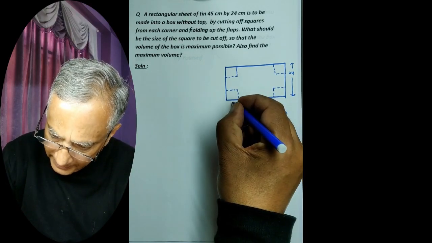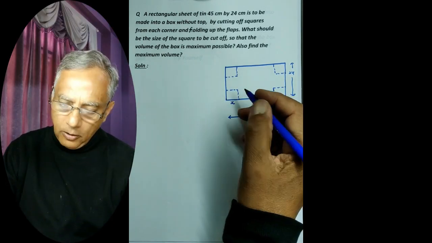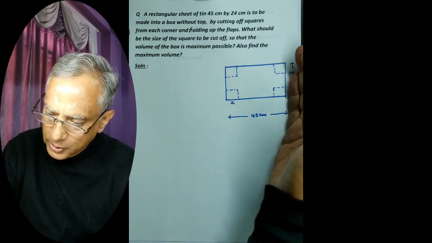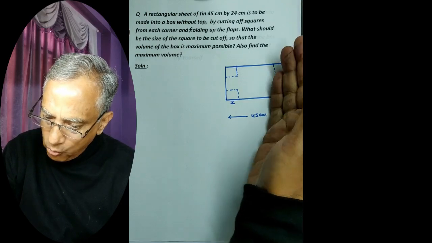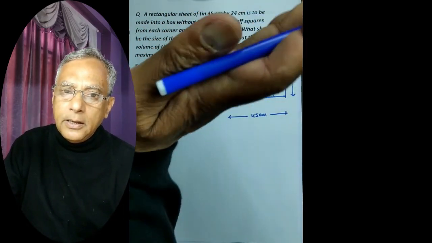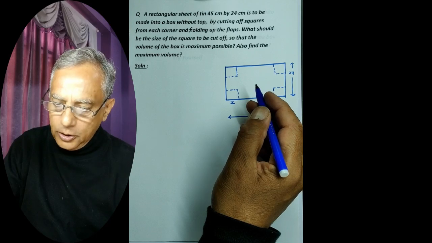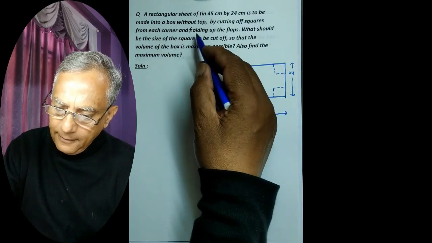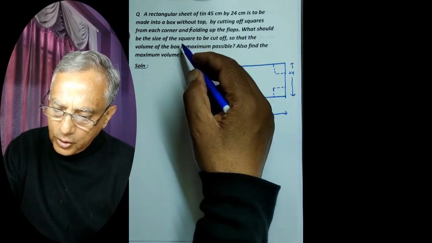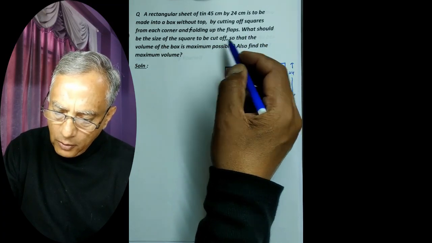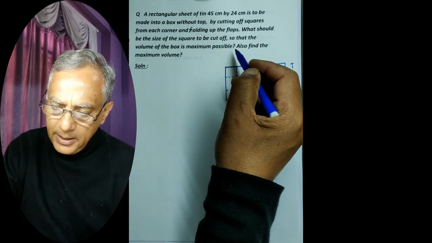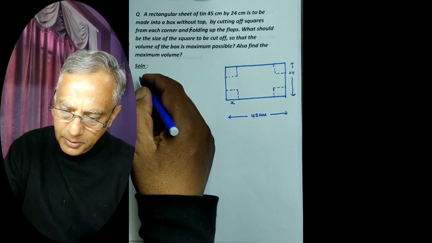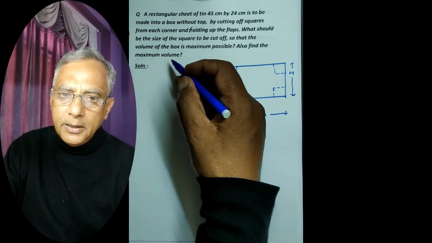Let x be the length of the square to be cut off by cutting off squares from each corner and folding up the flaps. These flaps will be folded and we will get a rectangular box without top. We will fold this remaining portion, folding up the flaps. What should be the size of the square to be cut off so that the volume of the box is maximum possible? Also find the maximum volume.